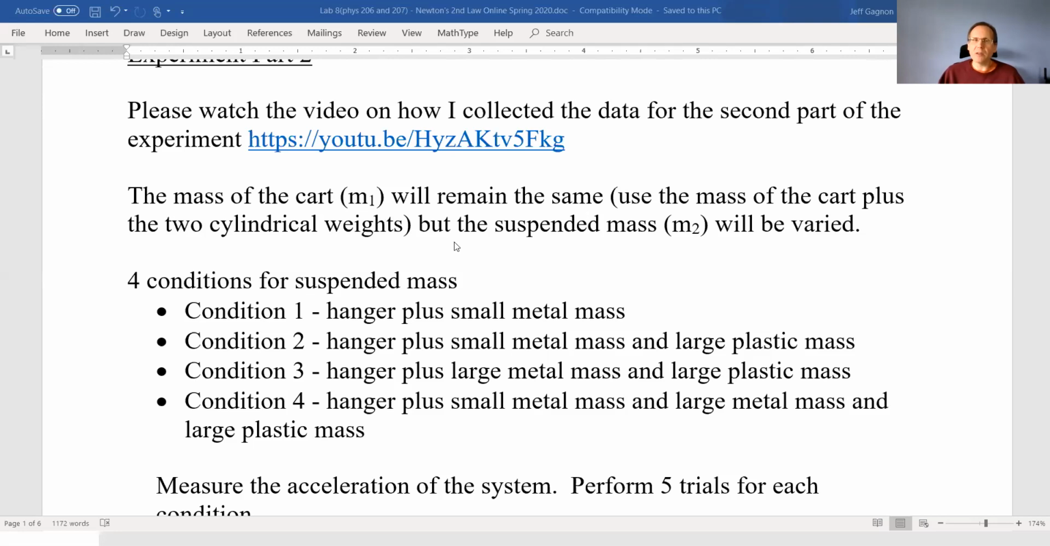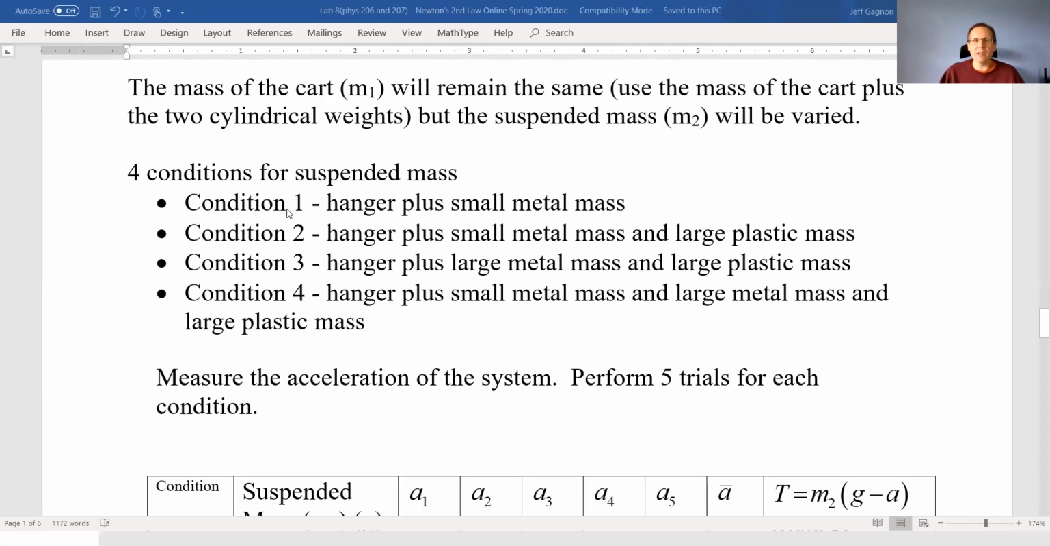And what changed was the suspended mass, right? It increased, basically. We varied it. So in the first condition, the suspended mass was the hanger plus a small metal weight. Then the second condition was the hanger plus a small metal and a large plastic mass. Then the third was the hanger plus large metal and large plastic. And then the fourth was hanger plus small metal plus large metal and large plastic. So all 4 together. So basically what we're doing is we're slowly increasing the mass over these 4 conditions.